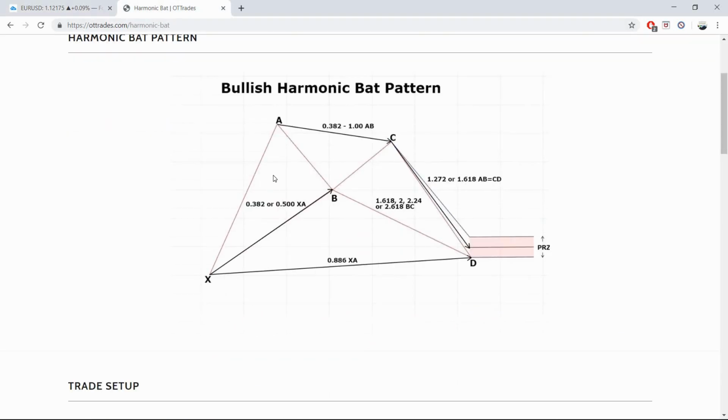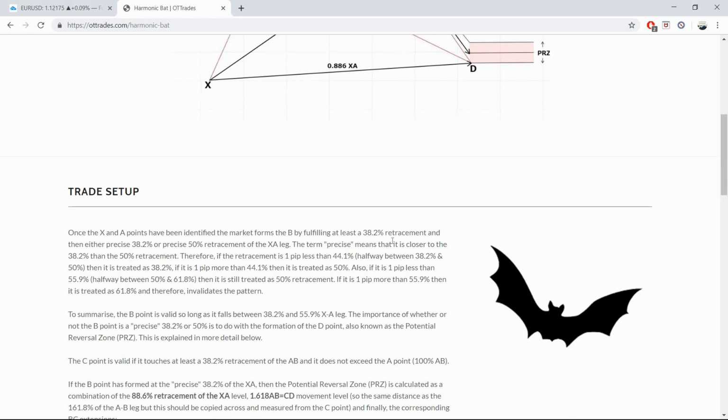So now we're looking for our B point. This is the first point of our pattern to be constrained by Fibonacci levels. Once the X to A point has been identified, the market forms the B point by fulfilling at least a 382 retracement and then either a precise 382 or precise 50% of X to A. Now the term precise means that it's closer to 382 than 50%. Therefore, if the retracement is 1 pip less than 44.1, halfway between 382 and 50%, then it's treated as 38.2.